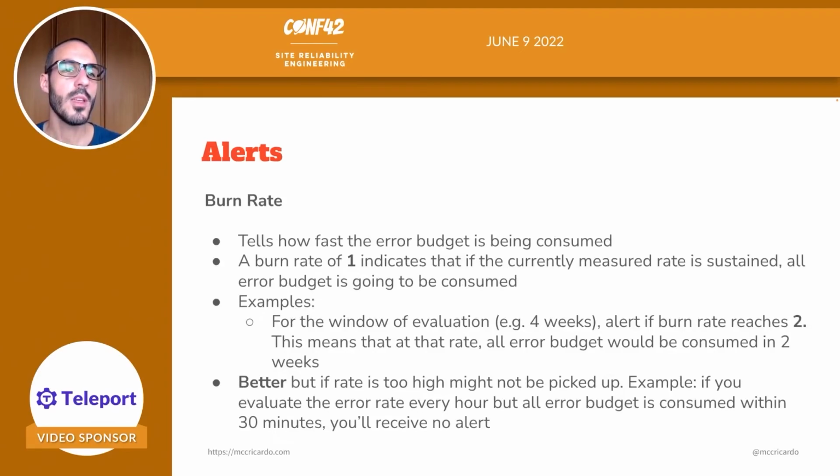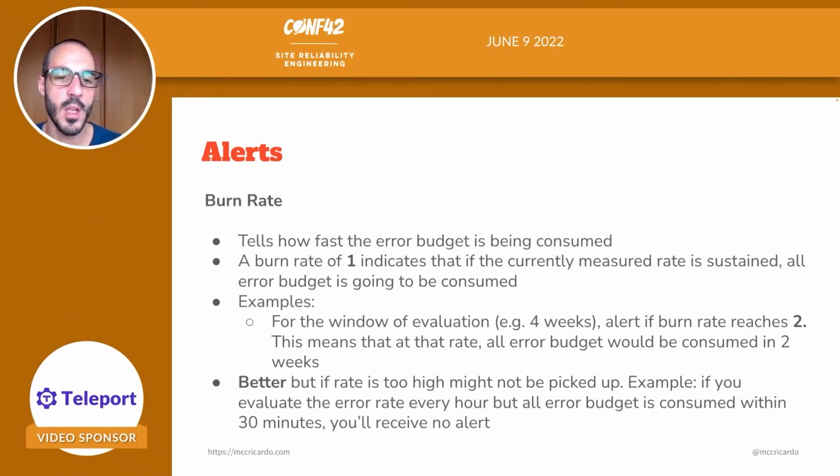So if we think about it, we can actually alert on burn rate. Alerting on burn rate tells us how fast the error budget is being consumed. When we have a burn rate of 1, this essentially means that if we are burning at a constant pace and that burn rate is 1, at the end of my period, the periods that we've seen previously, like 30 days, 1 week, 24 hours, I will have burned all my error budget.